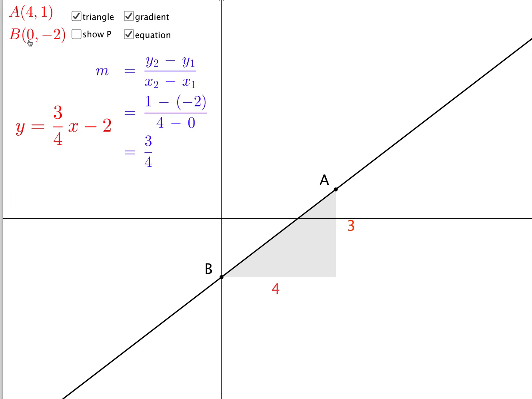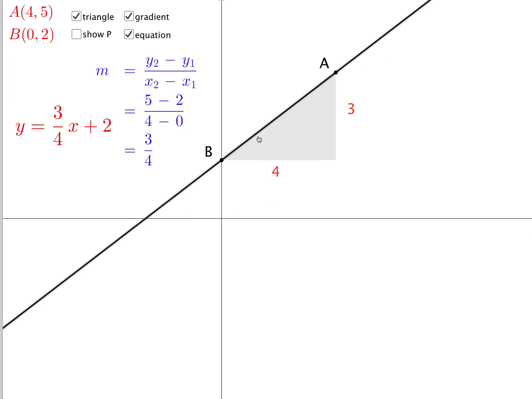It's now hitting down here at B, 0, -2. There's the -2 on the end. So where it hits the y-axis is when x is 0. When x is 0, 3/4 x becomes 0, and out comes that -2. So that's the general form of a straight line.